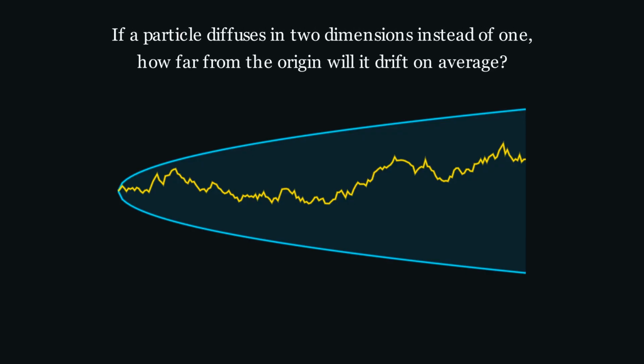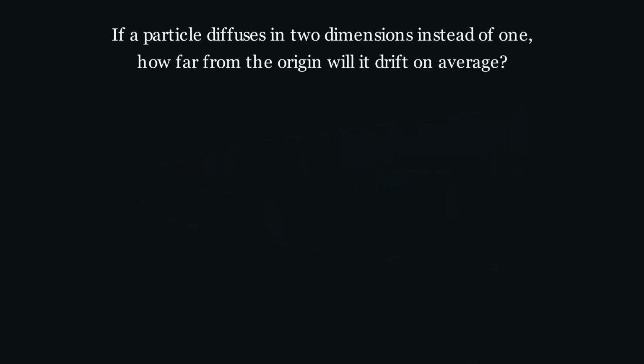If a particle diffuses in 2 dimensions instead of 1, how far from the origin will it drift on average?